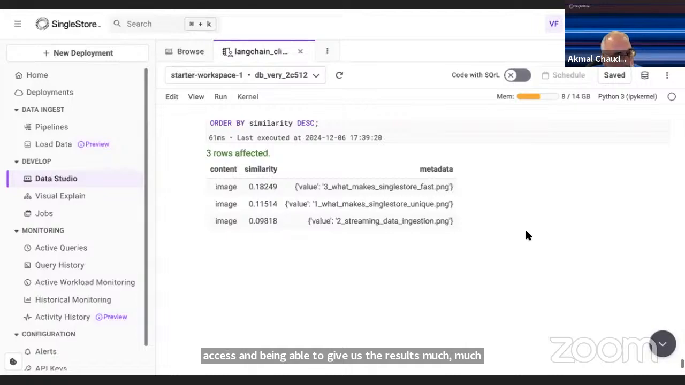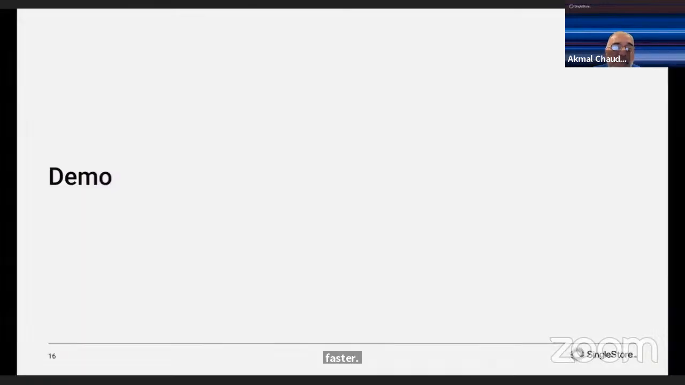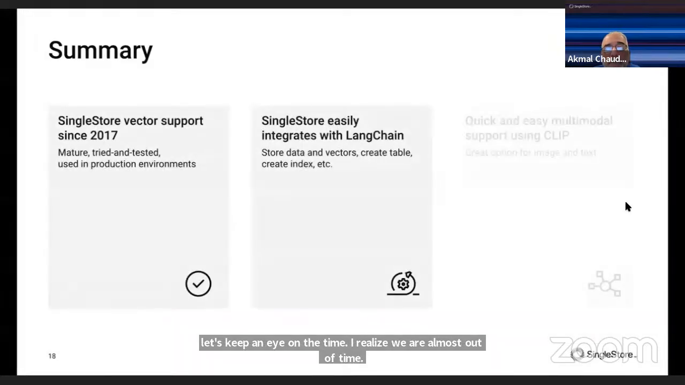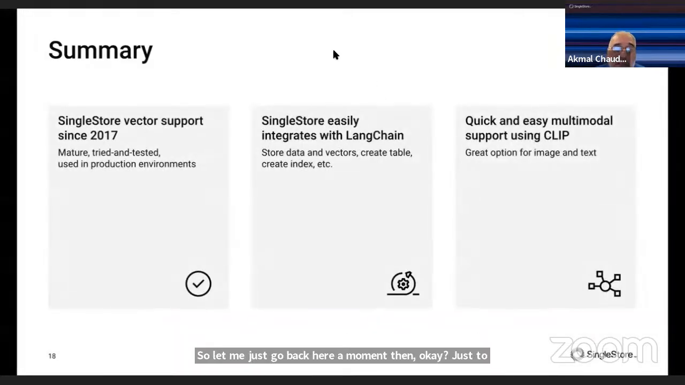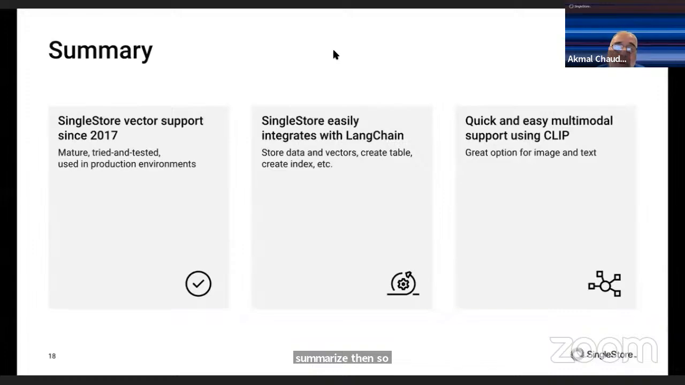Okay, let's keep an eye on the time. I realize we are almost out of time, so let me just go back here a moment. Just to summarize then, key things: SingleStore vector support has been in the product since 2017. You saw the dedicated vector type that we used today. We created 512 dimensions by default, 32-bit floating point, though you've got options that you can change. This is mature, tried and tested, used in production environments.